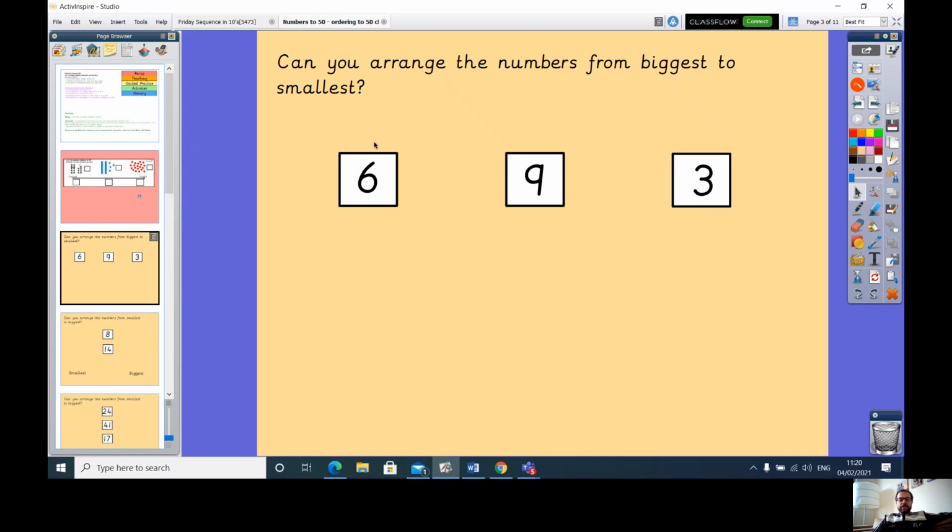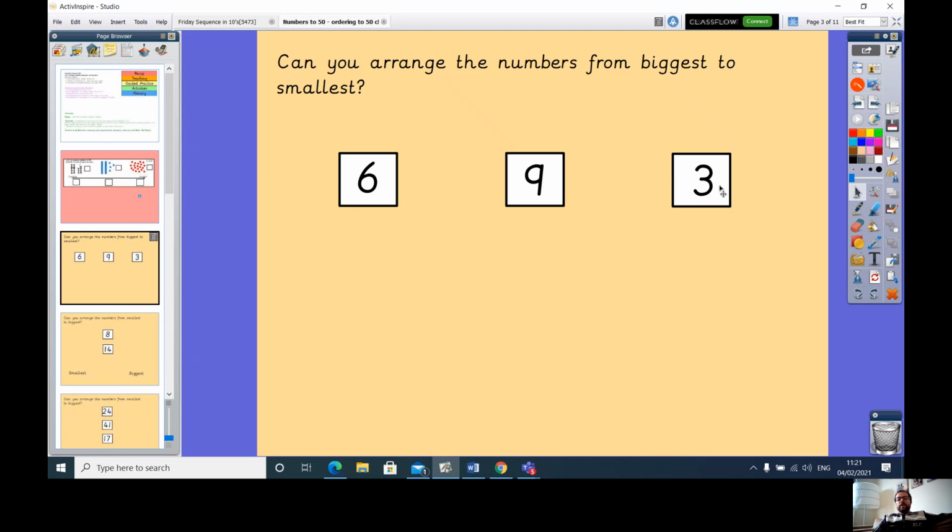Now we have three numbers here, 6, 9 and 3. If we wanted to put the smallest number first and then they get bigger, the next number will be the next biggest one, then the biggest one here. So we could simply do this by looking at each number. How many digits do all these numbers have? Good, they have one digit each, 6, 9 and 3.